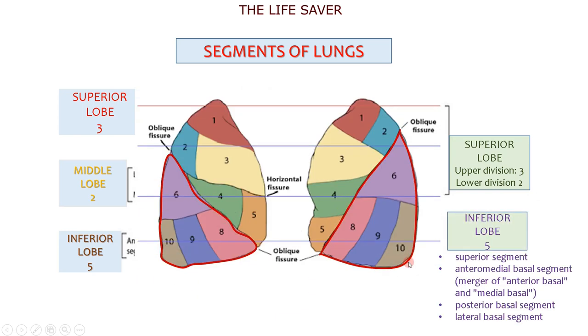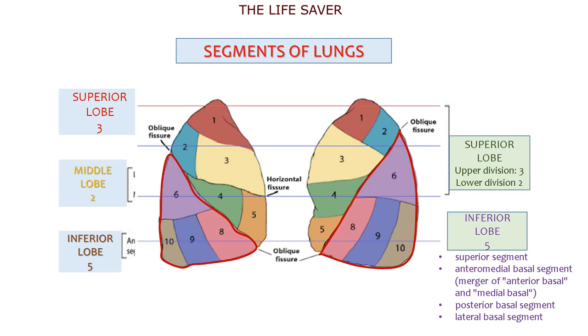The inferior lobe of both the lungs consists of five segments. This one is the superior segment, this is the medial basal, this is the anterior basal, this one is the lateral basal, and the last one is the posterior basal, which is not being shown here.